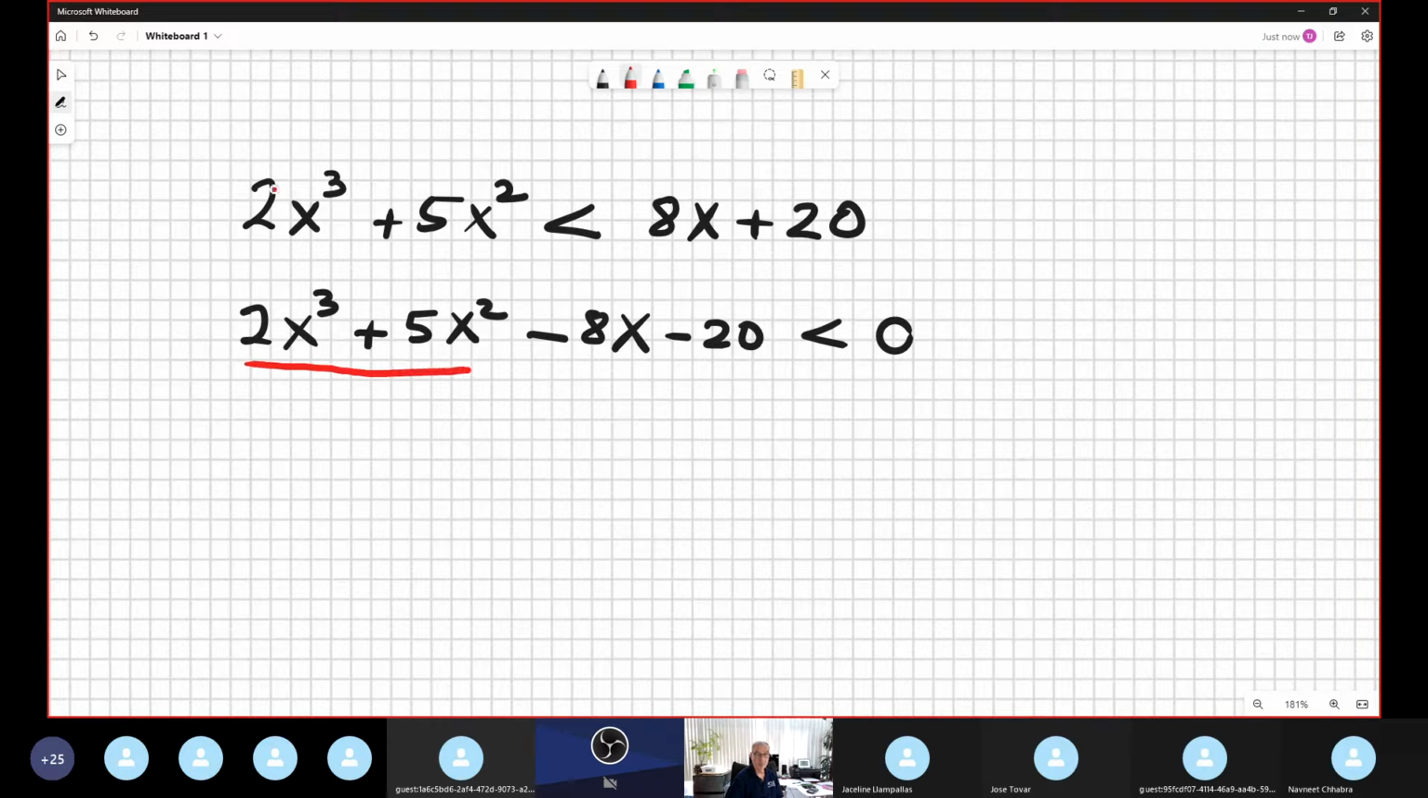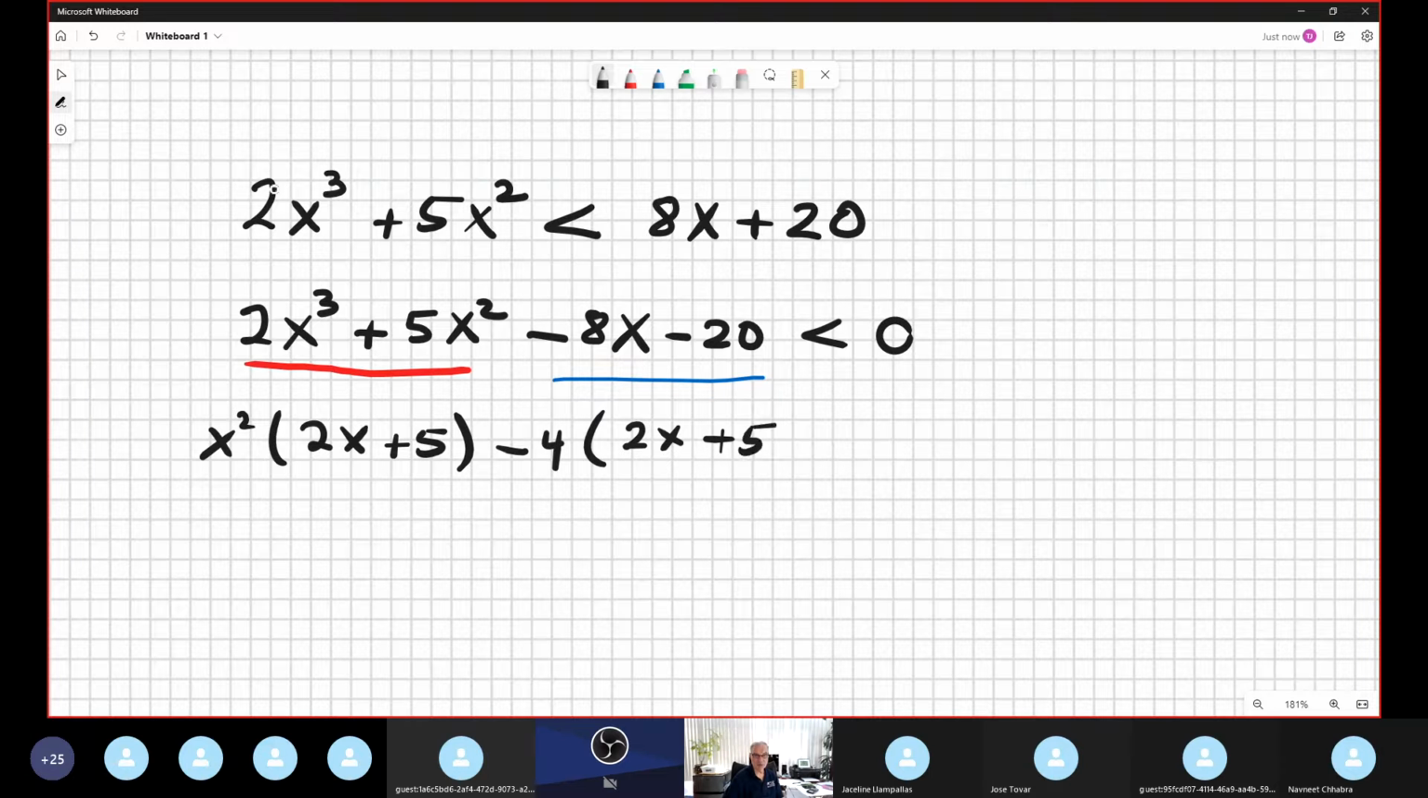Factorization, this couple and that couple. The GCF in the red couple is x squared, I guess, and we have 2x plus 5. And the GCF in the blue couple, I suppose, is negative 4, no? Between 8 and 20, at least 4 is a common factor, and both are negative, so I take advantage. I factor out negative 4, and I stay with 2x plus 5.